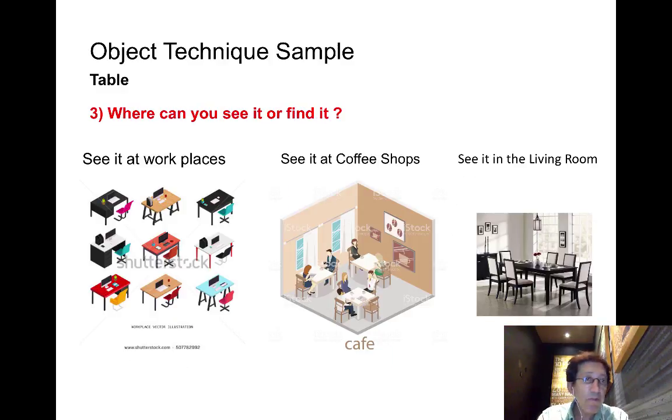Now go to number 7 and it says, where can you see it or find it? See it at workplaces. See it at coffee shops. See it in the living room. Okay? And each time you're looking at a particular aspect, try to visualize before you say something.